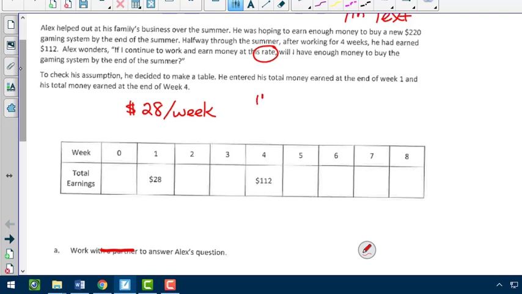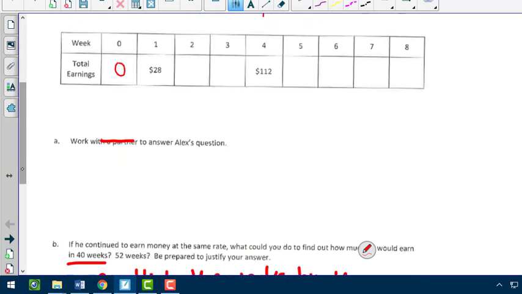If I take 112 and I divide it by 4, yes, I do get 28. So he is earning $28 per week. That's the rate. Use this rate and fill in the rest of this table. Well, I know if he hasn't started yet, he has no money. I do know that. Fill in the rest of the table. We don't have partners at home right now, but answer questions A and B, and then we'll go over the rest of that in class tomorrow. So pause the video and finish the table. Answer A and B.